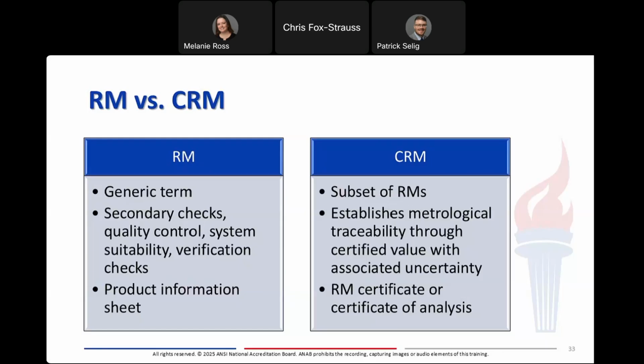Certified reference materials, on the other hand, are a subset of reference materials. They establish metrological traceability through a certified value with an associated uncertainty. They're accompanied by a reference material certificate, certificate of analysis, or other named document that designates the certified value, the metrological traceability, and the associated uncertainty, along with other required elements.